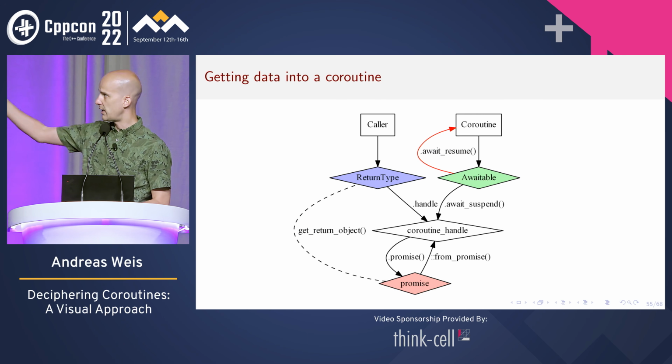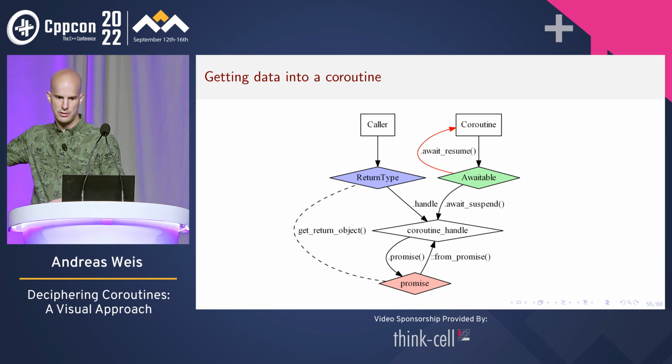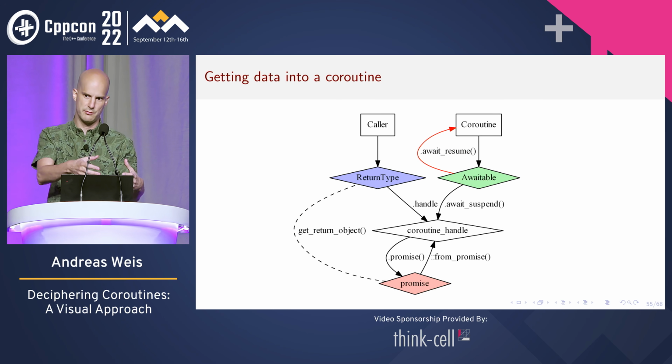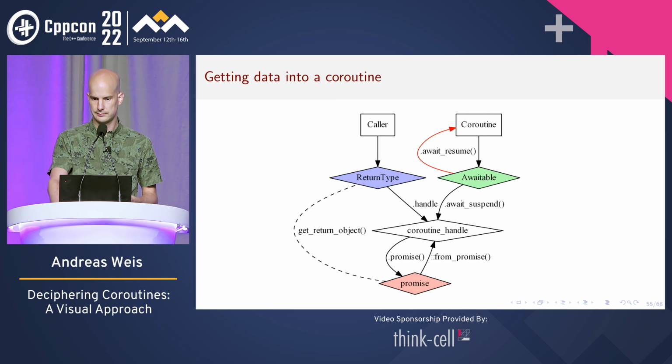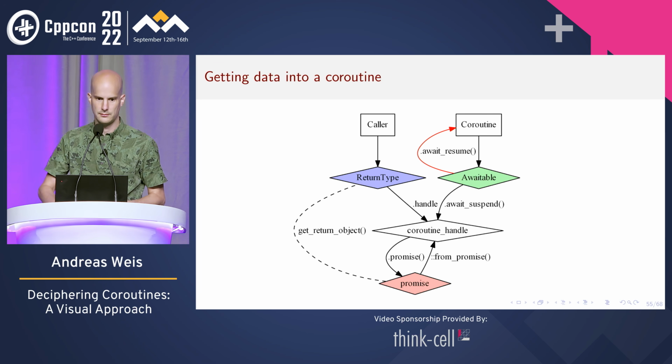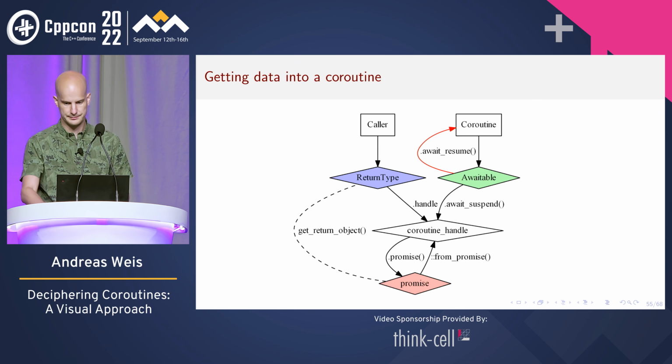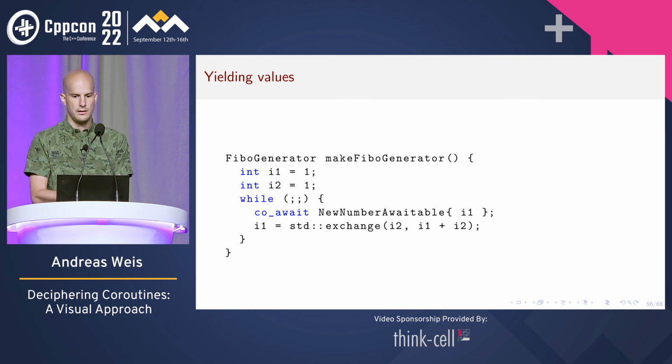So the await resume here, that's actually how the data that was put into the awaitable gets back out into the coroutine. And that completes the picture.